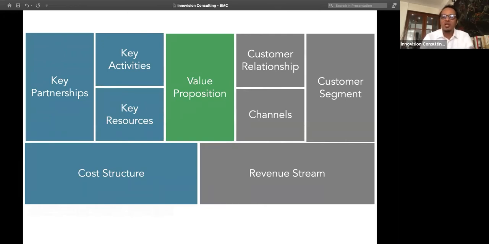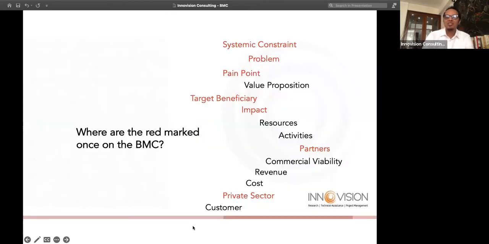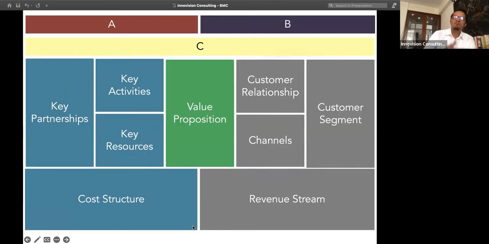So when I start to apply this solution framework together with the market systems practitioners, they ask me, where is my systemic constraint? Where is my target beneficiary? Where is my impact? So we don't essentially see this in these 9 elements. So I will add to this framework 3 more elements, A, B, and C. And I'll show you what these are.